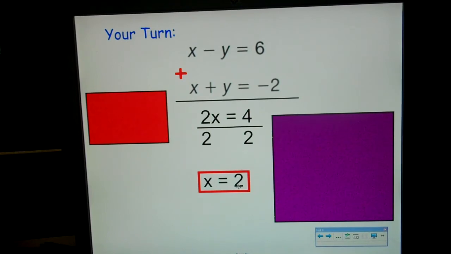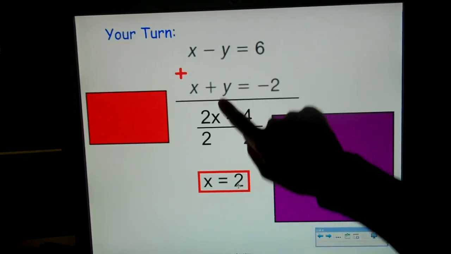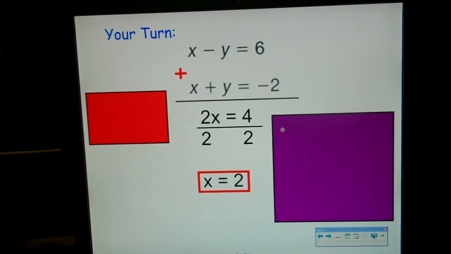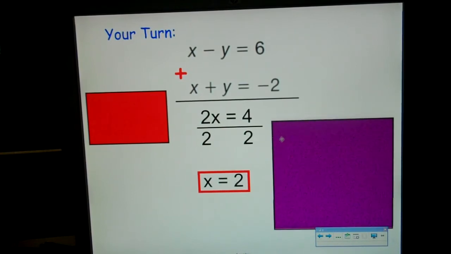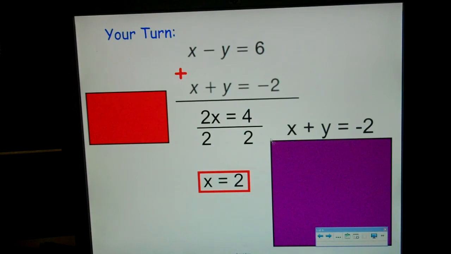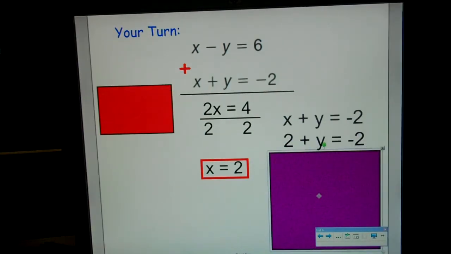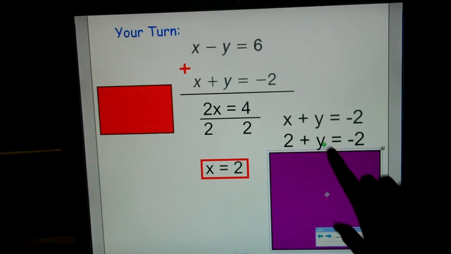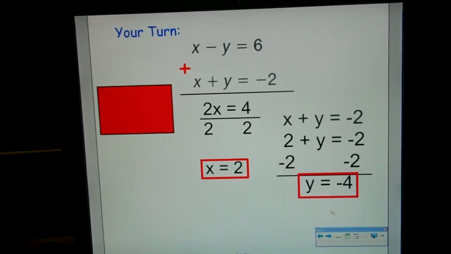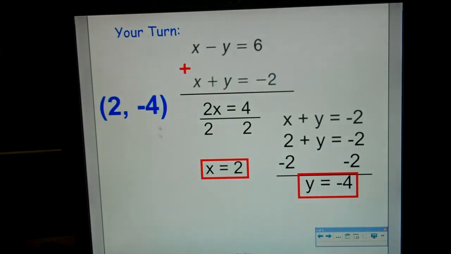Now what do I have to do? I have to plug this 2 into one of these equations. I hope you already did that. Pick one, it doesn't matter. I'm going to plug it into the bottom one. 2 plus y equals negative 2. I need to get rid of the 2 so I can isolate the variable. y is equal to negative 4. And in systems, you always write the solution as an ordered pair. And there's my ordered pair.